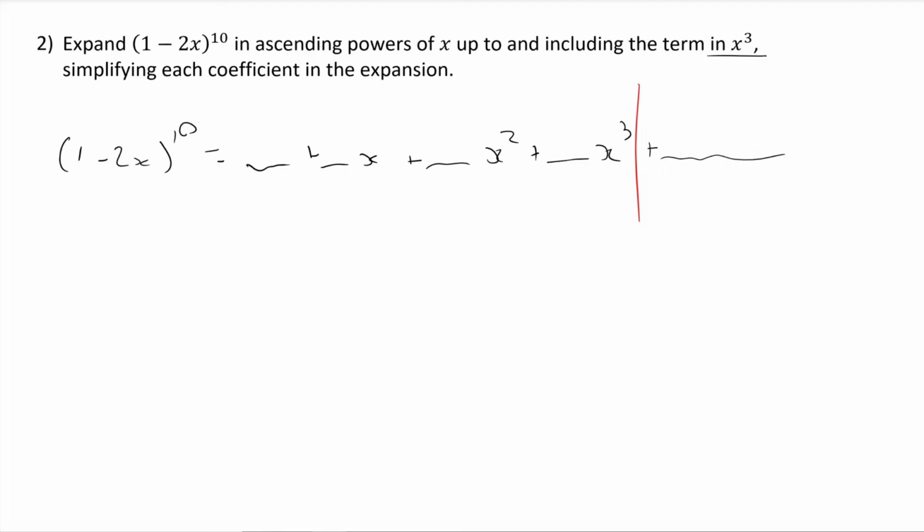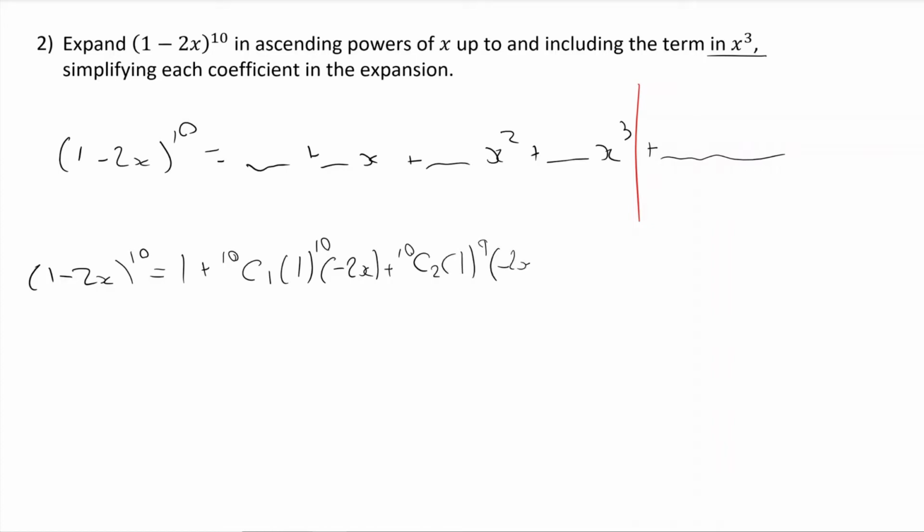So to expand this using the binomial expansion formula that we know, 1 minus 2x to the power of 10 gives us 1 plus 10c1 times 1 to the 10 times minus 2x. Next term, 10c2 times 1 to the power of 9 times minus 2x squared, plus 10c3 multiplied by 1 to the 8 times minus 2x cubed. We can go further, but because of the question we don't have to.